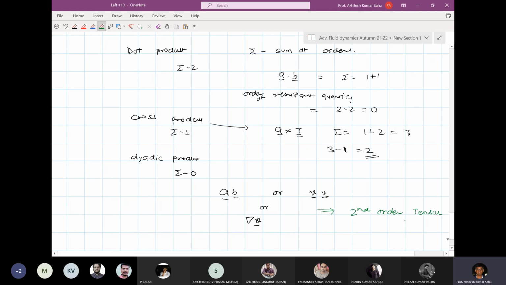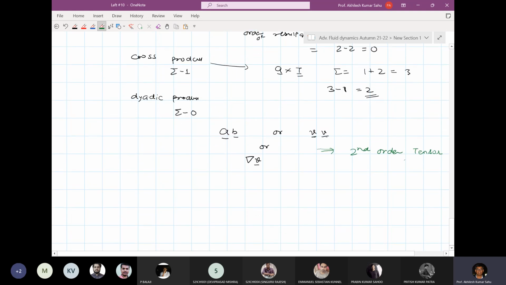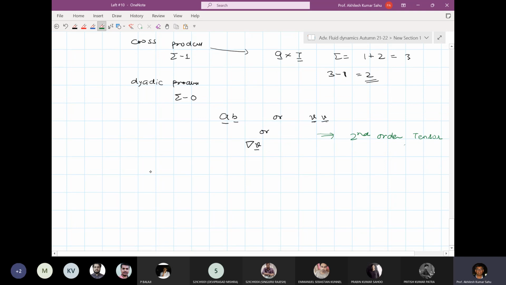Acha, not this, the order of the resultant quantity. Just a few more things. Can you check this? So I have A cross B, right? Sorry, not A cross B. Okay, so I'm doing this T cross A. So we have seen A dot T or T dot A, right? We have seen that components are different.